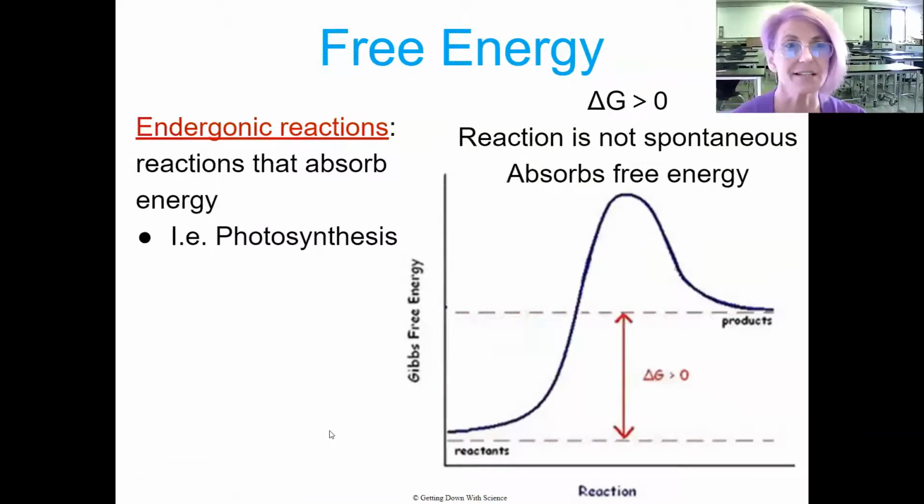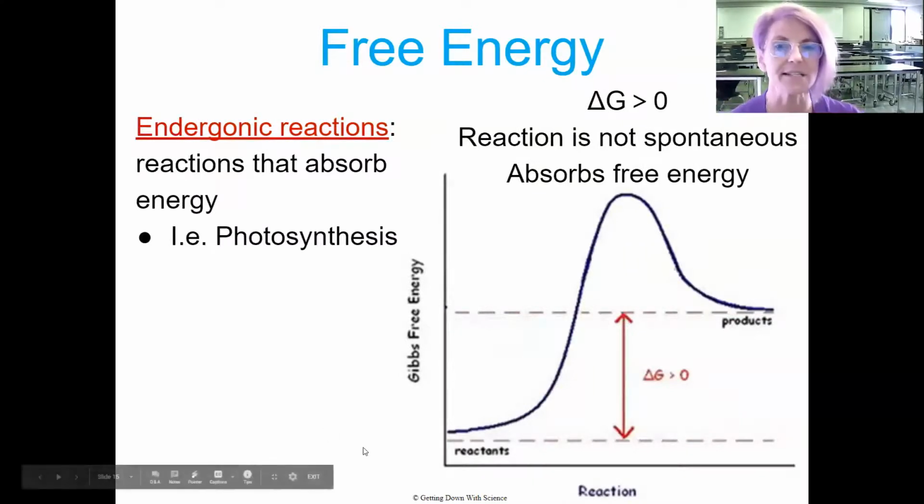The opposite of that is photosynthesis, of course, right? Endergonic takes in energy. So the product ends with more energy than the reactants began with. So you had CO2 and water. Glucose contains more energy because it contains more bonds. So in this case, delta G is greater than 0.